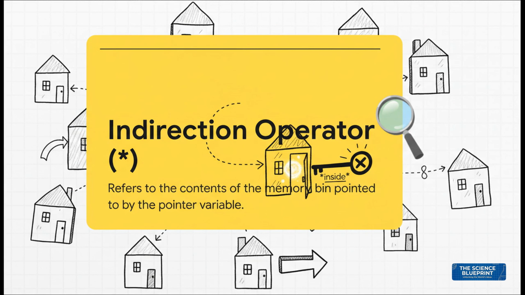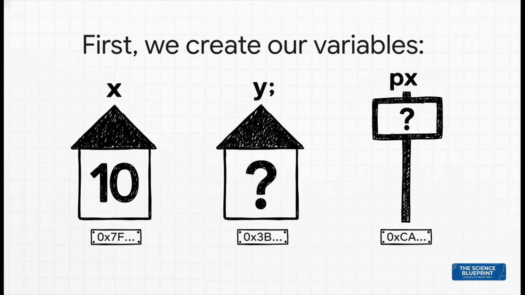Okay, tool number 2 is the asterisk again, but this time it's doing something completely different. This is called the indirection operator. So if the ampersand is the GPS that finds the address, this asterisk is the key that unlocks the front door, letting you see the value that's inside the house. All right, theory is great, but let's see this thing in action. We're going to set up a little scenario here. We've got 3 things on the table.